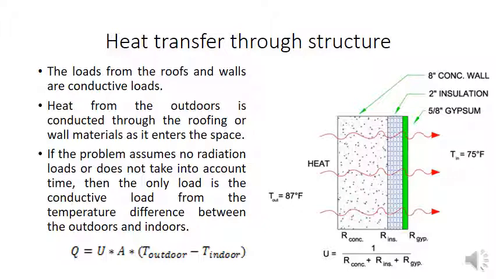The load from the roof and walls are conductive loads. The heat from the outdoor is conducted through the roofing or wall material and enters the space. So if the problem assumes no radiation load or does not take into account time, the only load is the conductive load from the temperature difference between the outdoor and indoor. So in that particular case, we are considering only the conductive load between the outdoor and indoor. It can be calculated based on Q equals U A delta T. Delta T is T outdoor condition minus T indoor condition, which is given as 87 and 75. Then the area, and then the overall heat transfer coefficient.